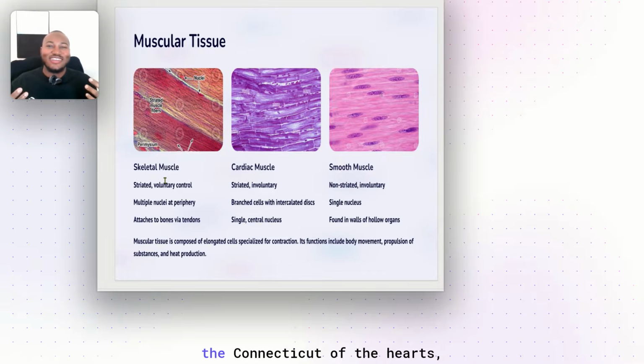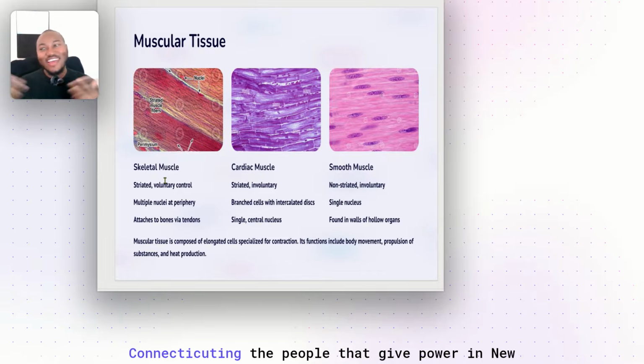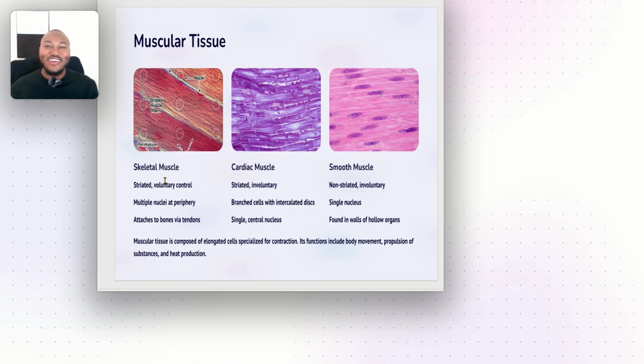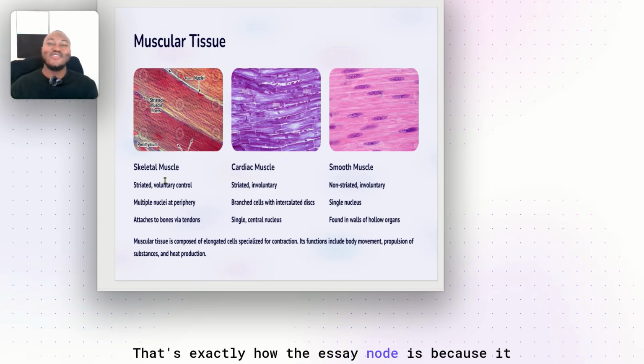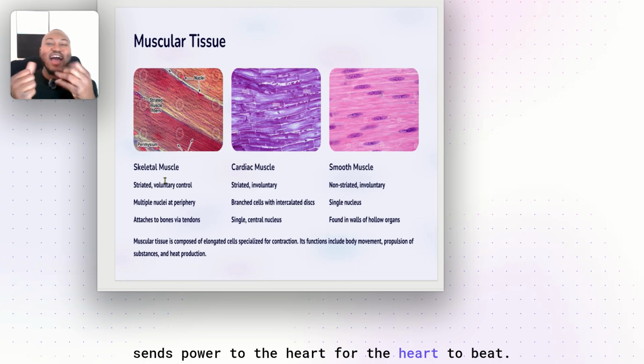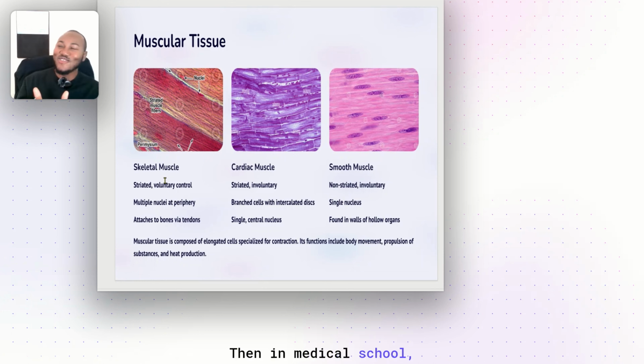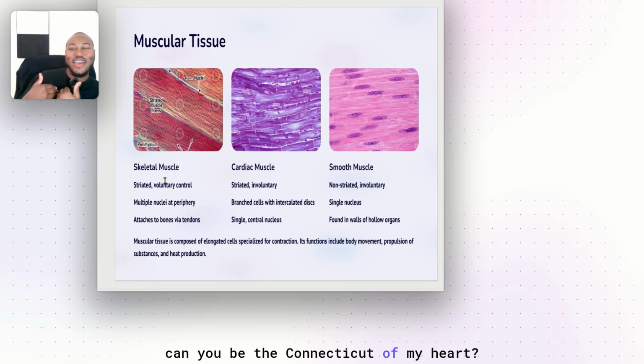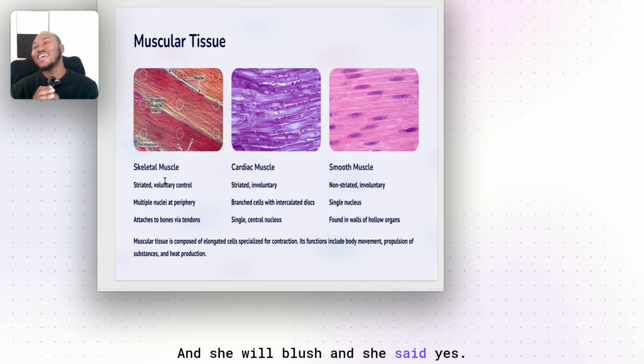Remember the SA node, the connecting of the hearts, connecting the people that give power in New York, right? That's exactly how the SA node is, because it sends power to the heart, for the heart to beat. You know, in medical school, if I meet someone, I'll be like, "Can you be the connecting of my heart?" And she will blush, and she'll say yes.